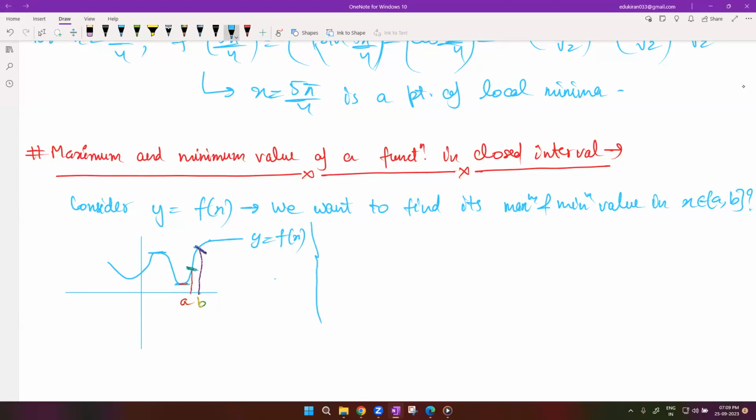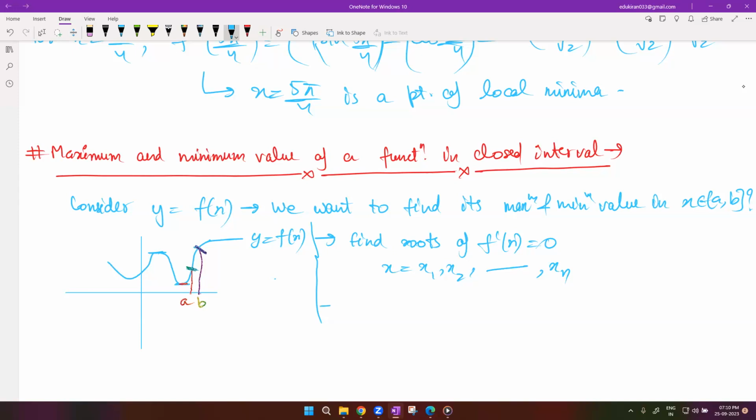Now I want to find out when the value would be minimum and maximum in this given interval. So what I would do is, again, I will go with the same steps. First step would be: find roots of f dash x is equals to 0. Find all the roots of f dash x is equals to 0, right? Let's say the roots are x1, x2 up to xn. These are the roots of f dash x is equals to 0.